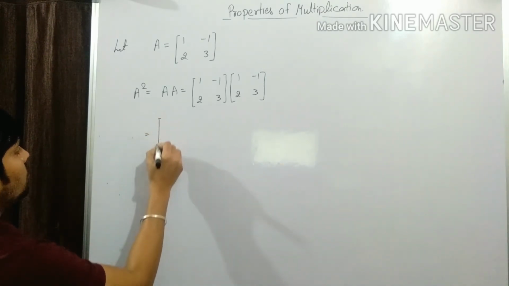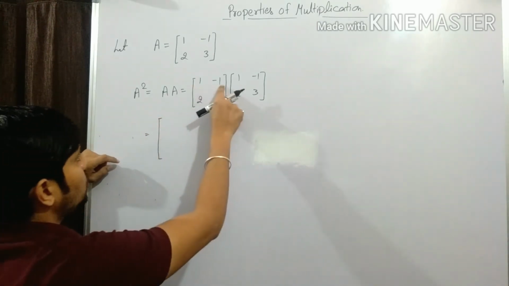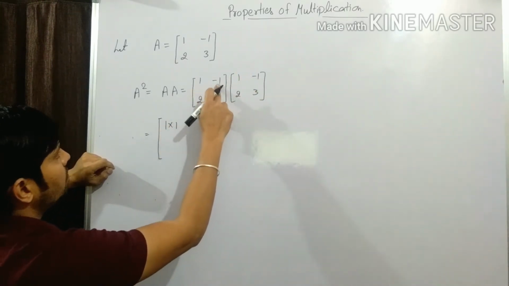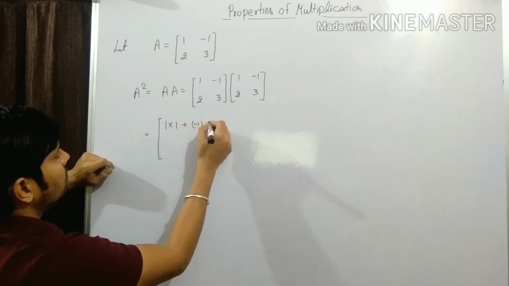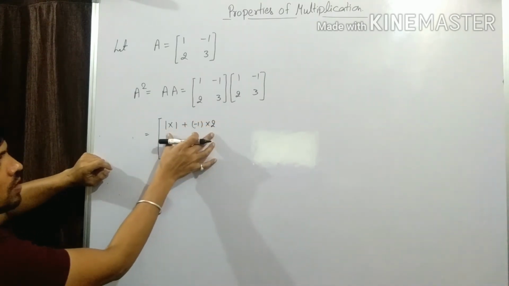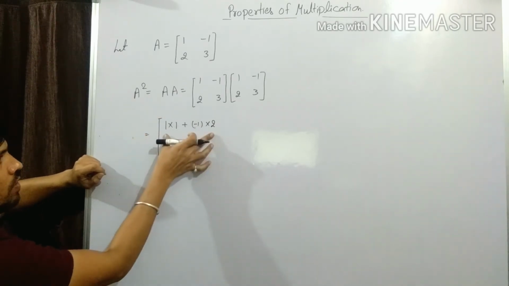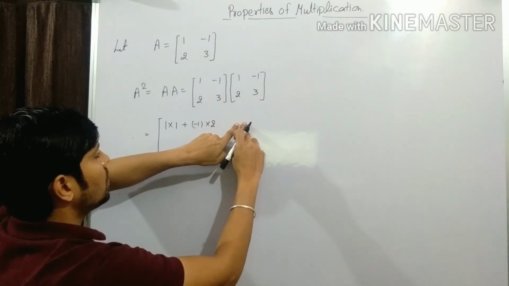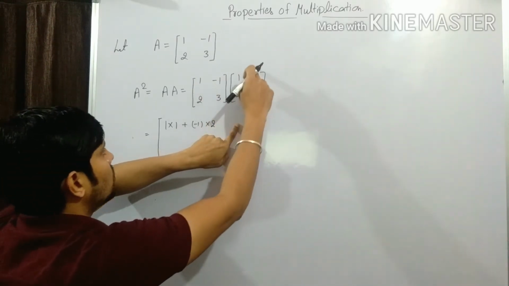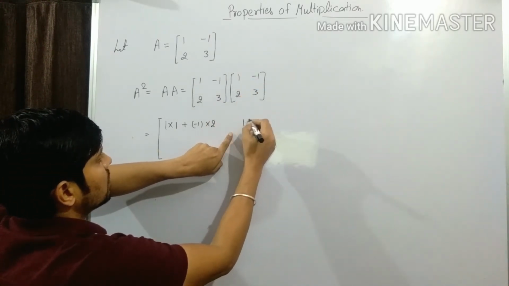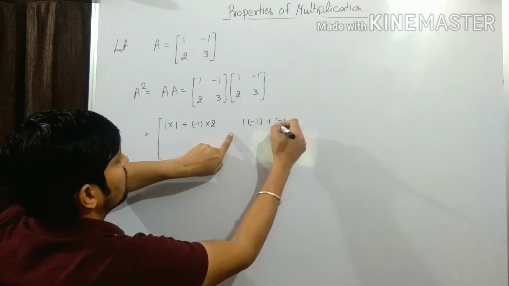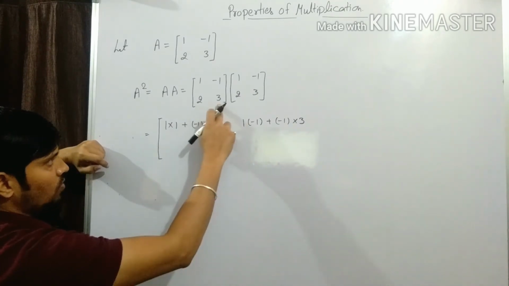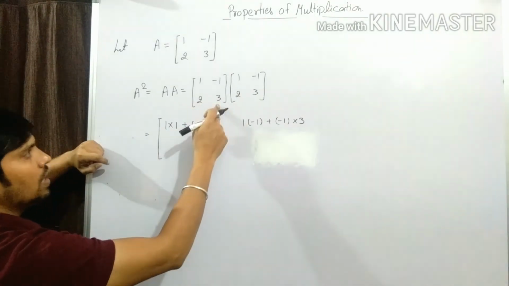So we know the procedure for how we can proceed. The first row gets multiplied by the first column. This is 1 into 1, and minus 1 multiplied by 2, and we get the first element of A square. Now the second element, the a12 element, we are going to find out. So the first row gets multiplied by the second column. Similarly, the first row is completed. Now we can find the other elements.